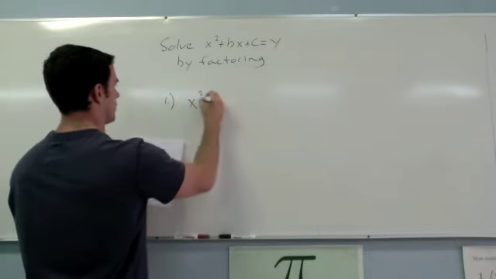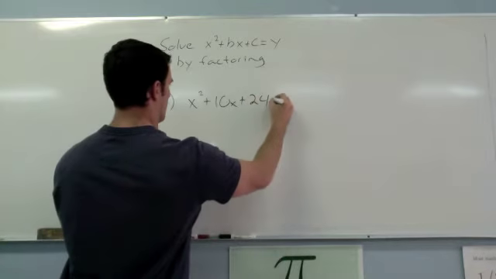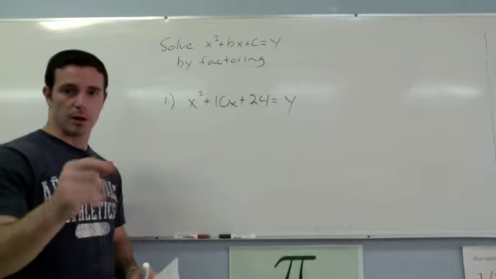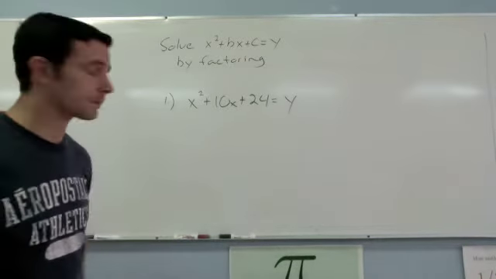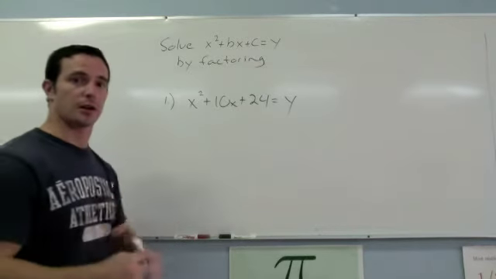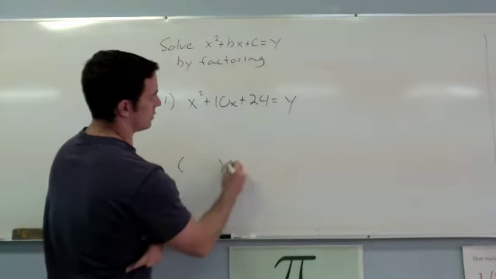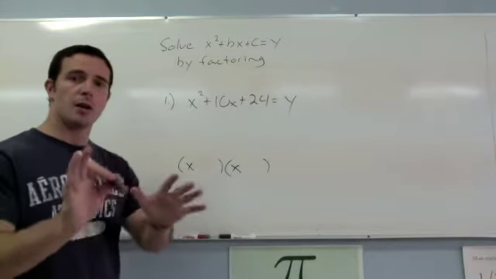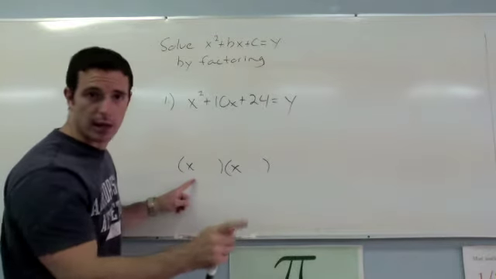I have x squared plus 10x plus 24 equals y. Alright? Maybe hit pause for a second here, see if you can solve it first. Now, what we're looking for, in case you've forgotten, maybe you had a hard time understanding the notes, is this: I want to break this into two binomials. I already know that each binomial is going to have x in the front. Here's how I know that.